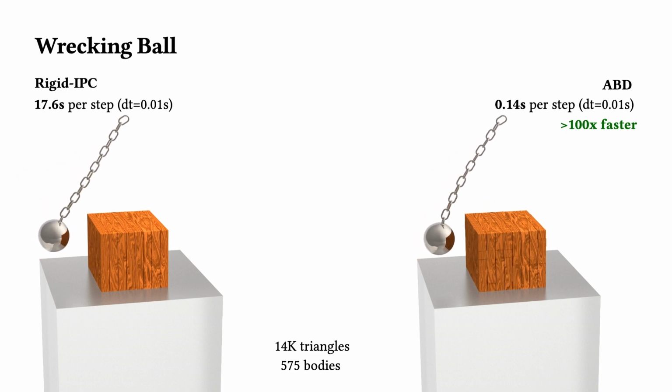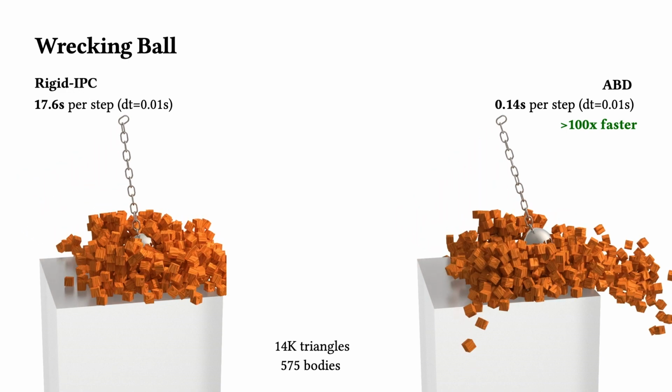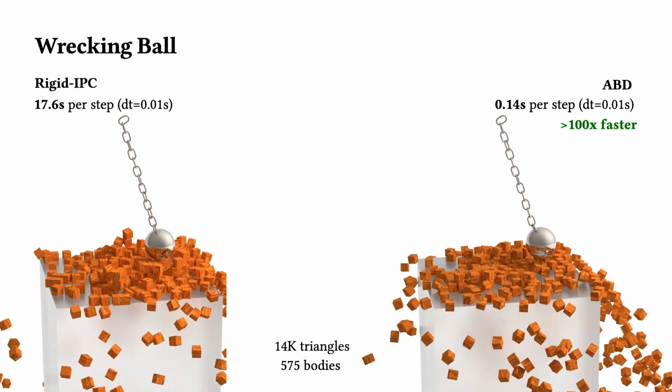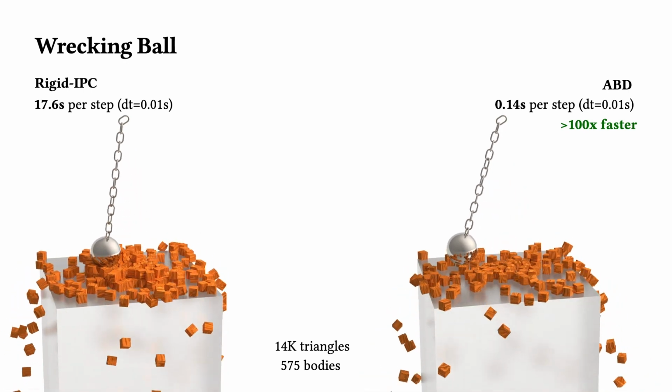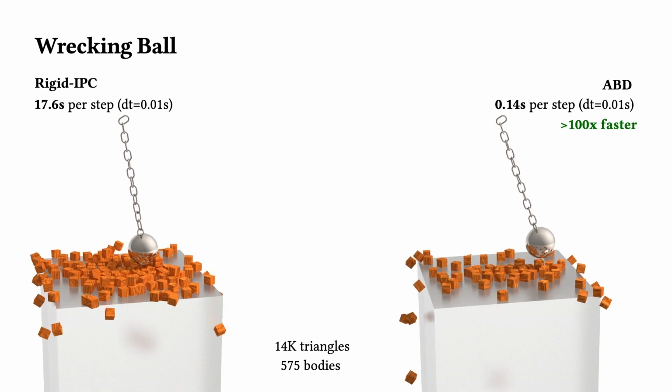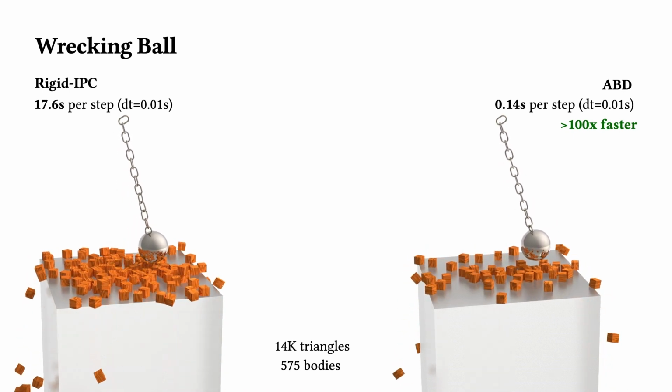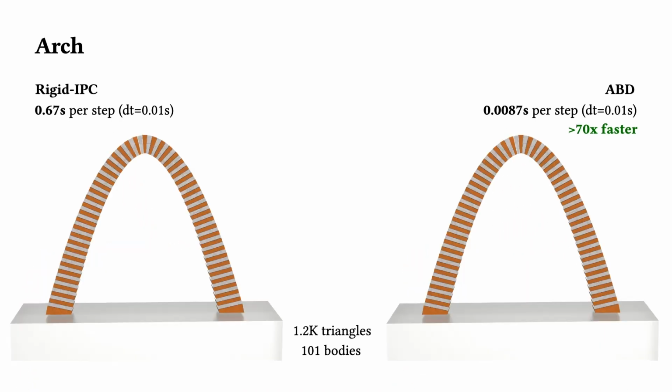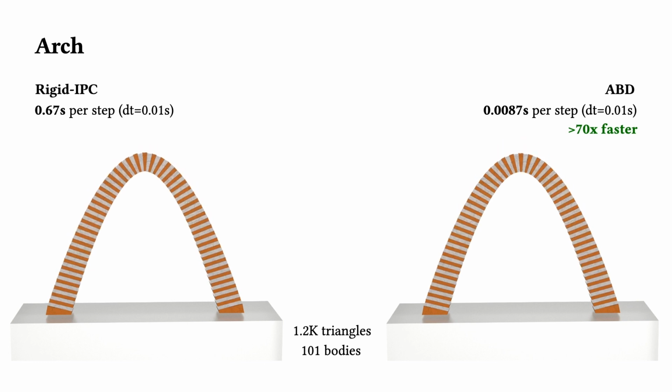Here, smashing a wrecking ball into blocks, ABD achieves a more than 100 times speedup over rigid IPC with comparable, high-quality results. ABD likewise accurately captures frictional contact. Here, ABD correctly captures the stable behavior of a masonry arch with an over 70 times speedup.